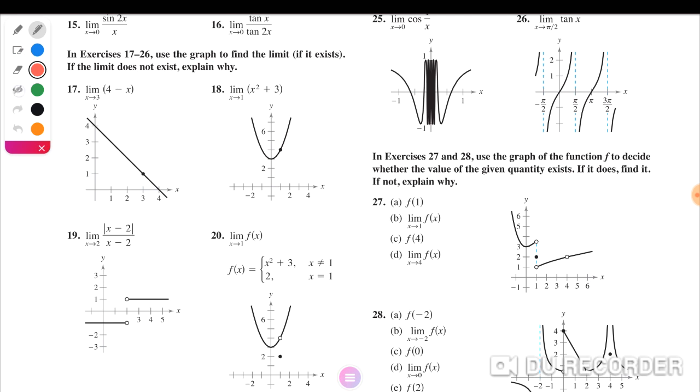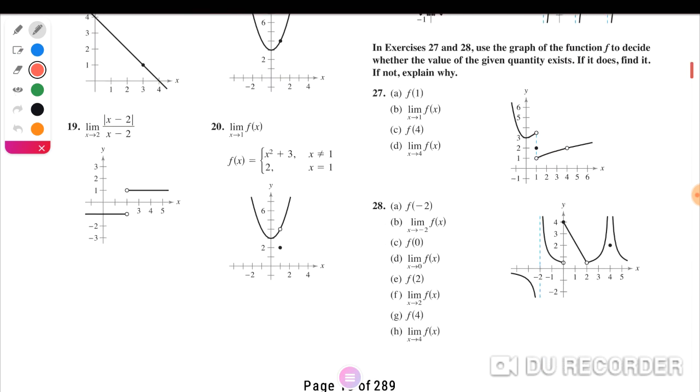Here, again, question number 19. As you see, this function I can't substitute in, because we need to redefine this function. Never substitute in it as a polynomial function or trigonometric function. Some function I need to redefine. But here he asks you to use a graph.